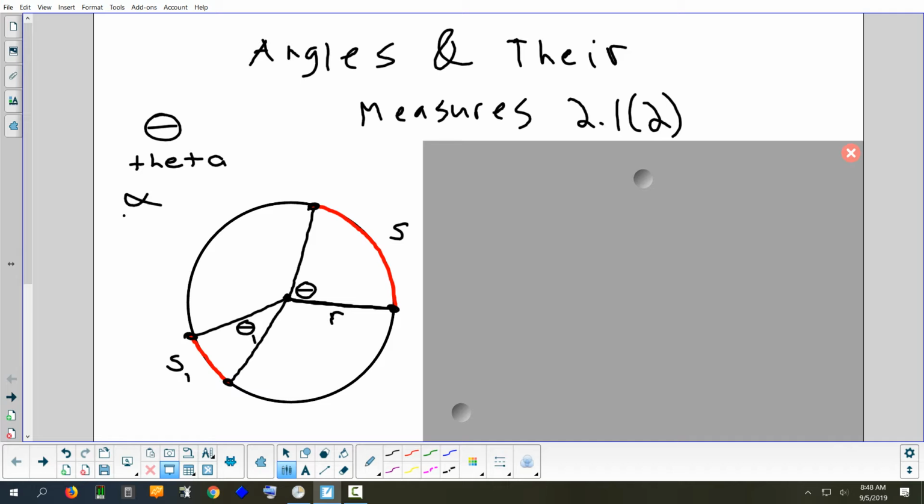Sometimes they use this one, that's alpha. Sometimes you see this one, it's beta. We just happen to be using theta. You don't have to know all the Greek letters right now, but it's theta. So this angle is theta, and this angle I'm just calling theta 1. Okay, any questions on that diagram?